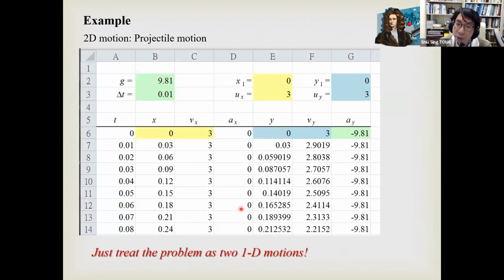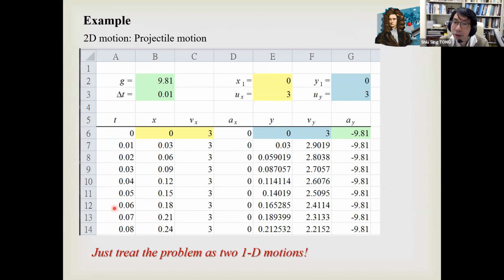Now, how about if you are solving a projectile motion? A projectile motion is a two-dimensional problem, right? So that is a combination of two one-dimensional problems. We always think like that. Before going to two dimensions, we first solve the one-dimensional case. And by combining the two one-dimensional problems in the two different directions, we solve a two-dimensional problem. And so the spreadsheet, we double it, okay?